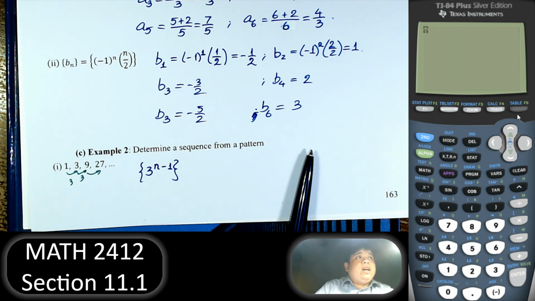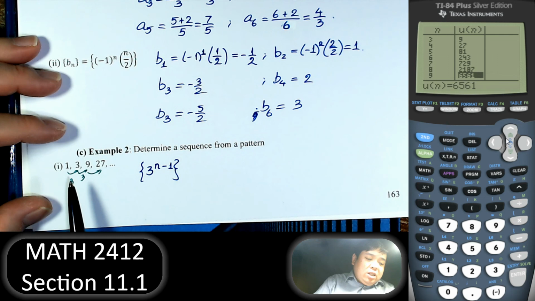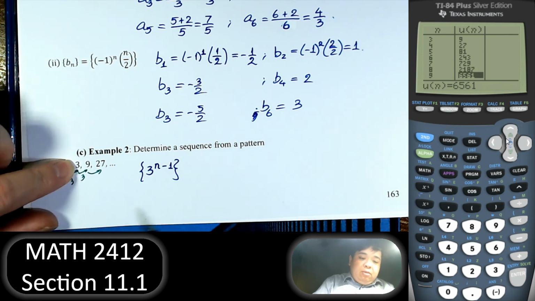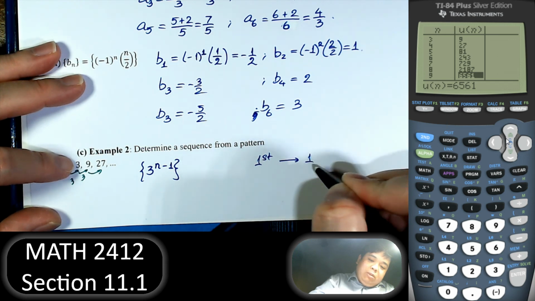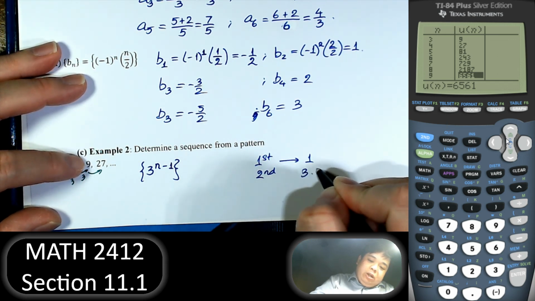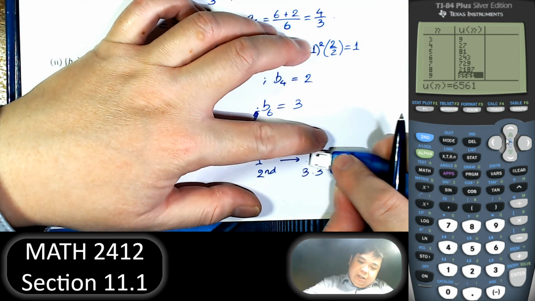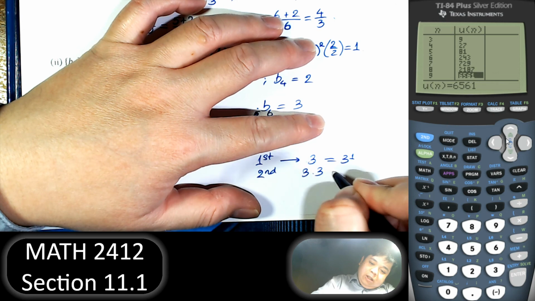Or we just hit second table, and then we see the sequence over here: 1, 3, 9, 27, 81, and so on. So that is correct. Once again, the first term, we have 1 number 3. The second term, we have 3 times 3. That's right. 3 to the first, 3 square.